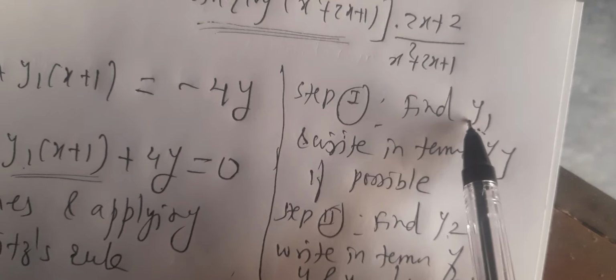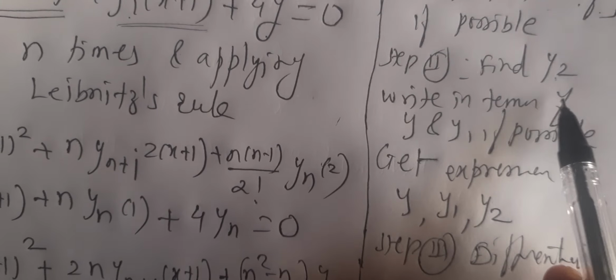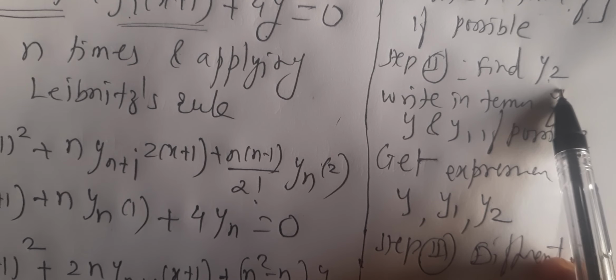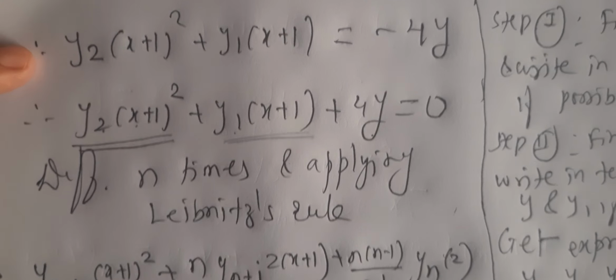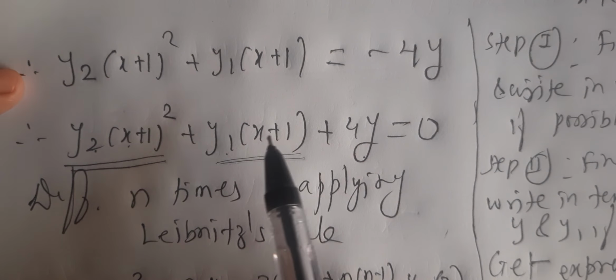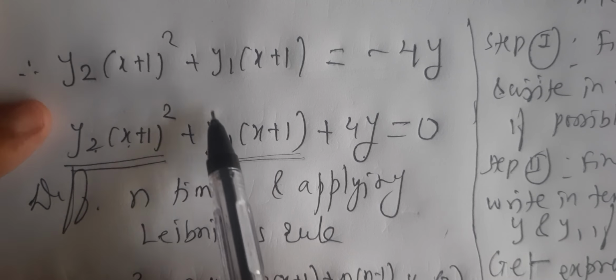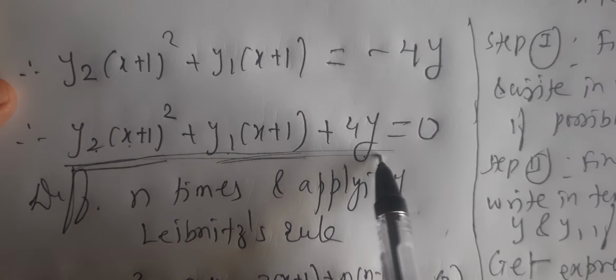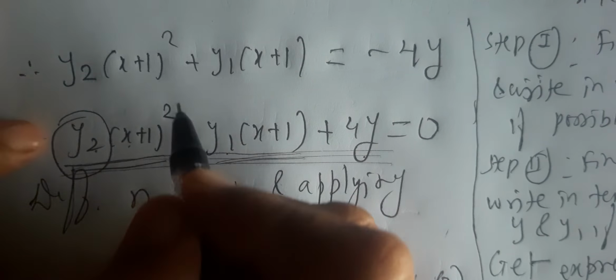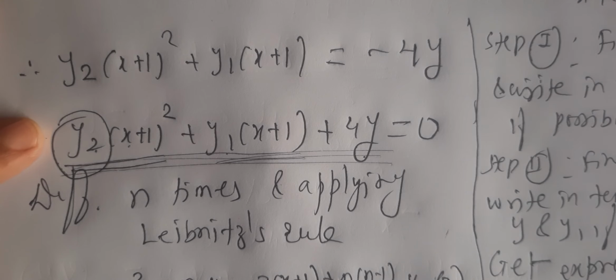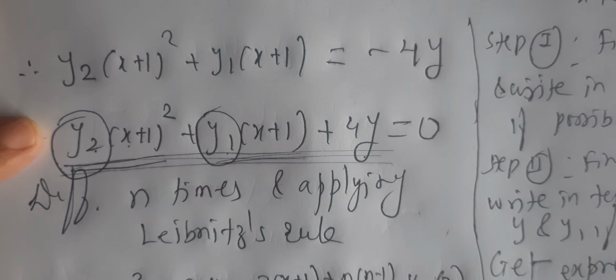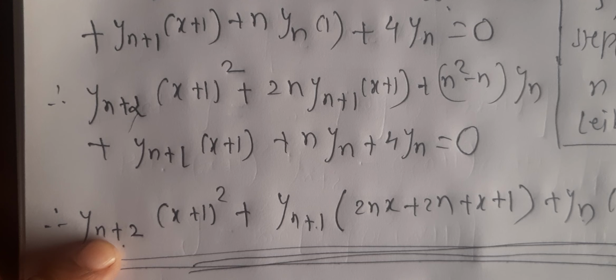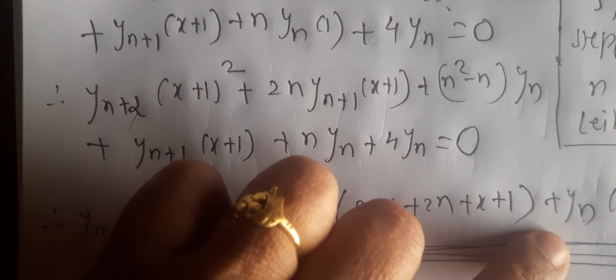So I told you the steps: find y1, write in terms of y, find y2, write in terms of y and y1, and you can see very well here, easily you all can understand, when we got the expression which is in terms of y2, y1 and y, and then we differentiated n times, this y2 becomes yn plus 2, y1 becomes yn plus 1, and we did this because the required expression was in terms of yn plus 2, yn plus 1 and yn.